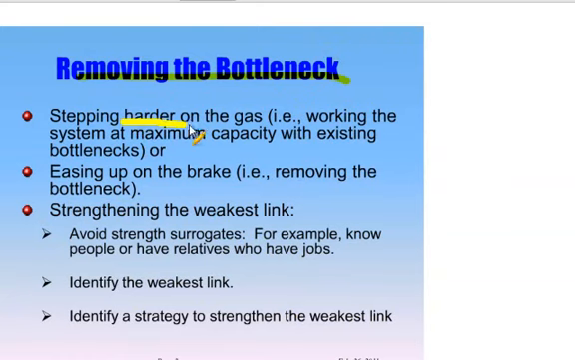So when we step harder on the gas, imagine I'm driving a car, but the axle is broken, or the tires are flat. When we continue to press harder on the gas, we are working the overall system at the maximum capacity, even exceeding the threshold of the maximum capacity of the system with our existing constraints.